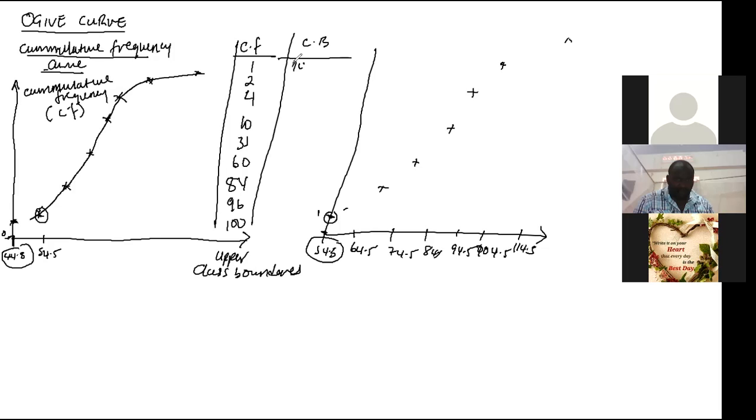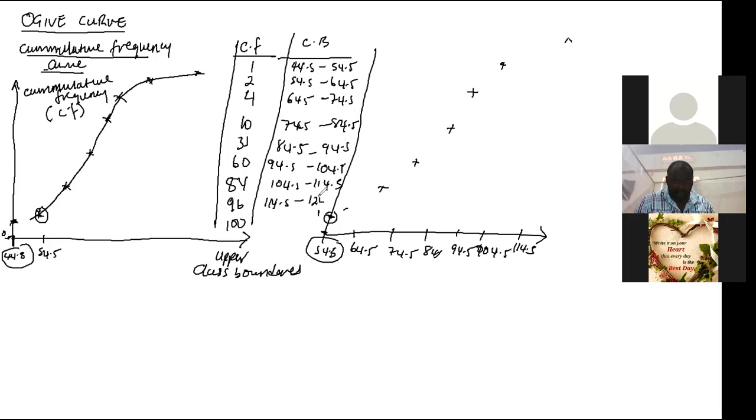which was 44.5 to 54.5, 54.5 to 64.5, 64.5 to 74.5, 74.5 to 84.5, 84.5 to 94.5, 94.5 to 104.5, 104.5 to 114.5, 114.5 to 124.5, 124.5 to 134.5.